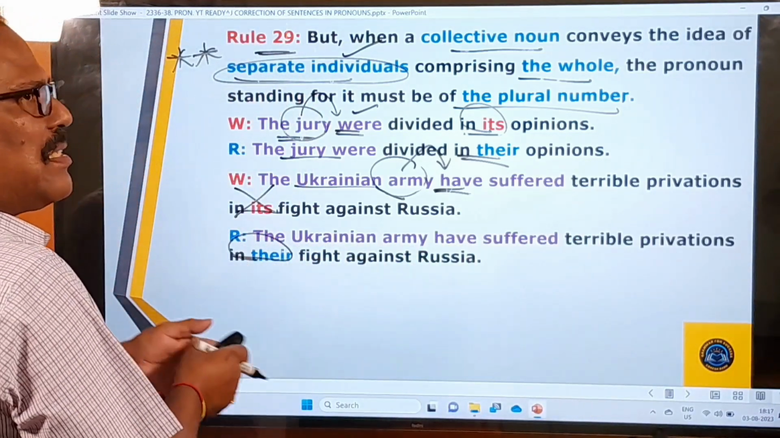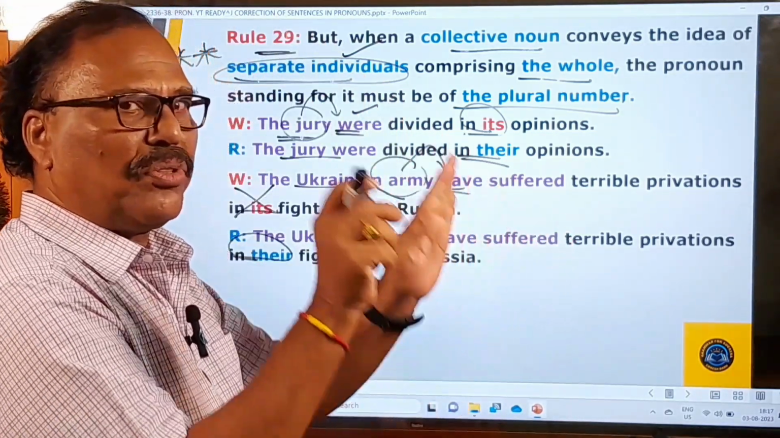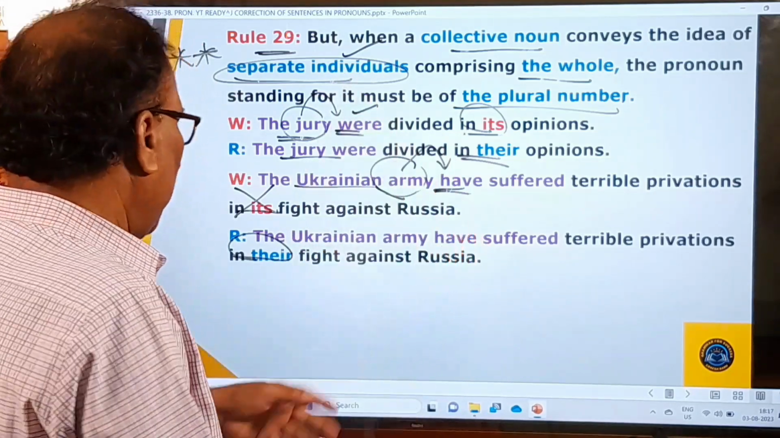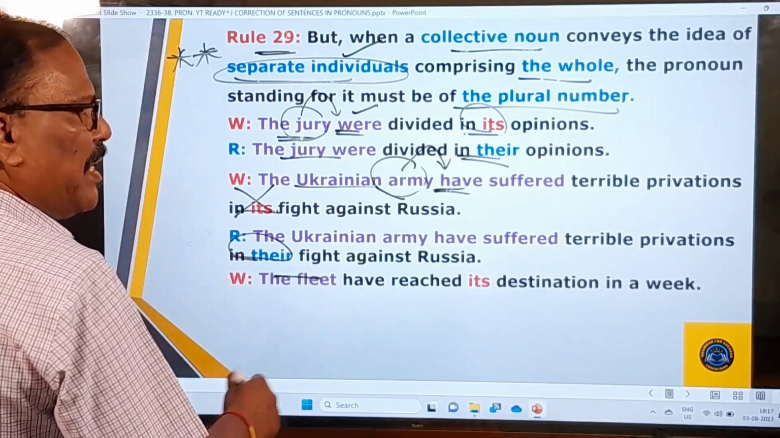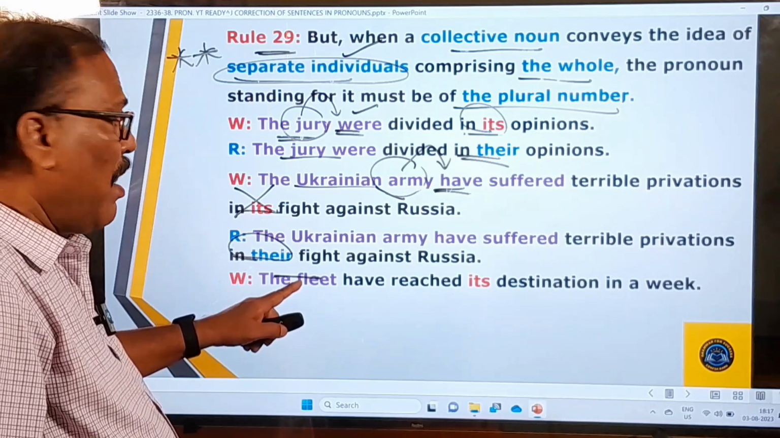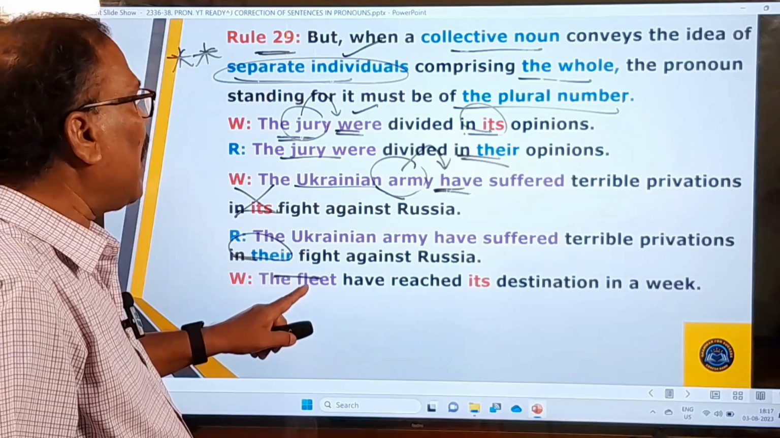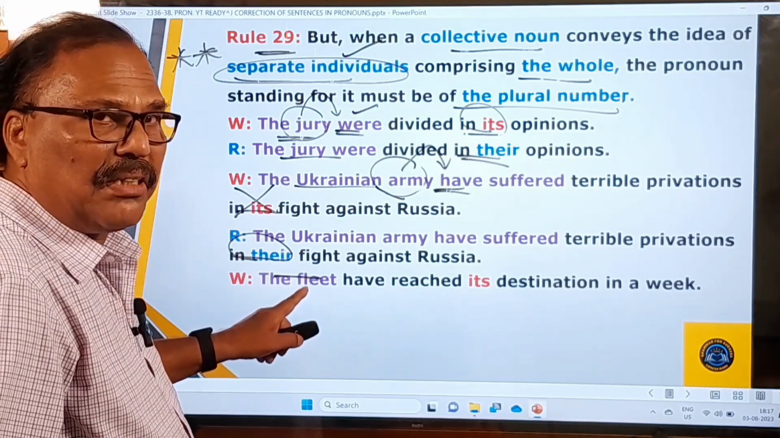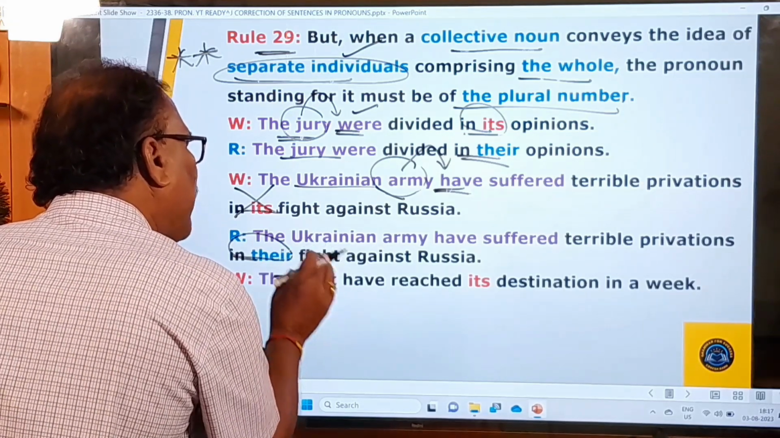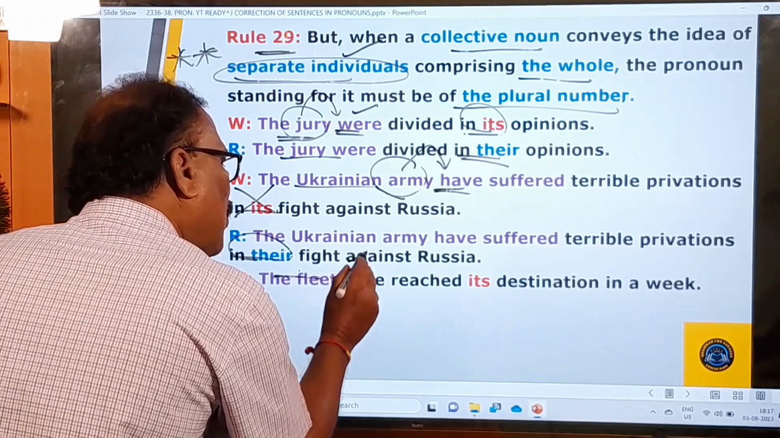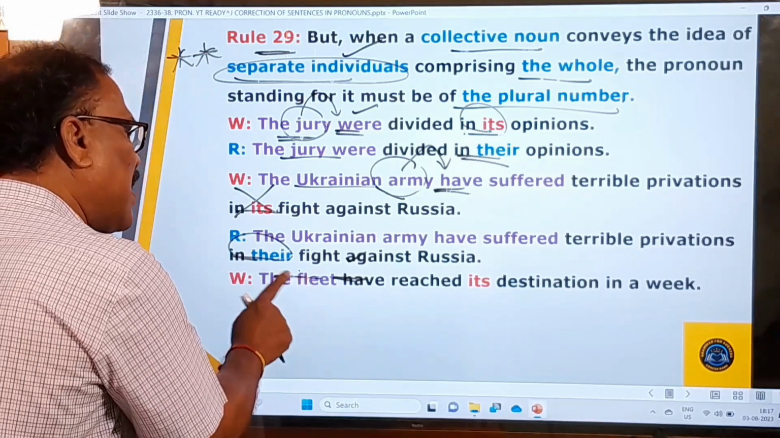So please keep these 28th rule and 29th rule side by side and try to understand the main thing. Okay, right. And you go to the next one. The fleet. Now the fleet means a group of ships. Okay, but fleet is a countable collective noun. So it becomes singular. But when you think of the individual ships of that fleet, then it becomes a plural one. Then we use the plural verb after that. The fleet have. Otherwise you should have said the fleet has.